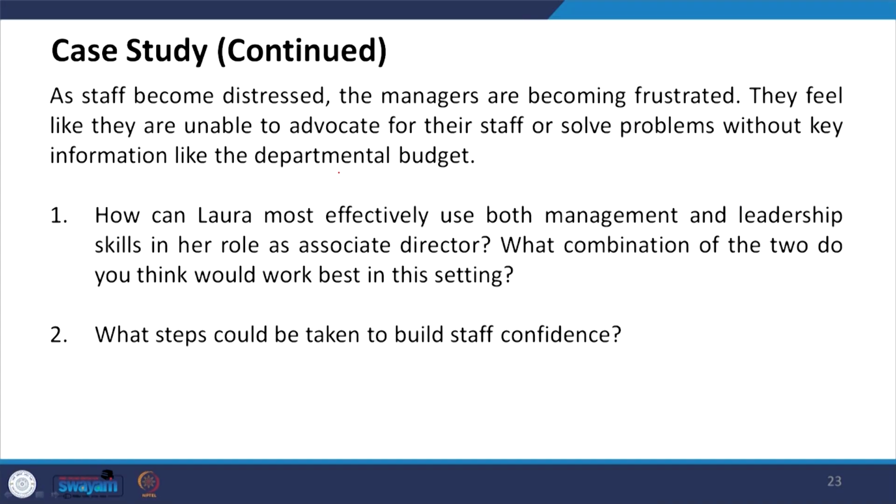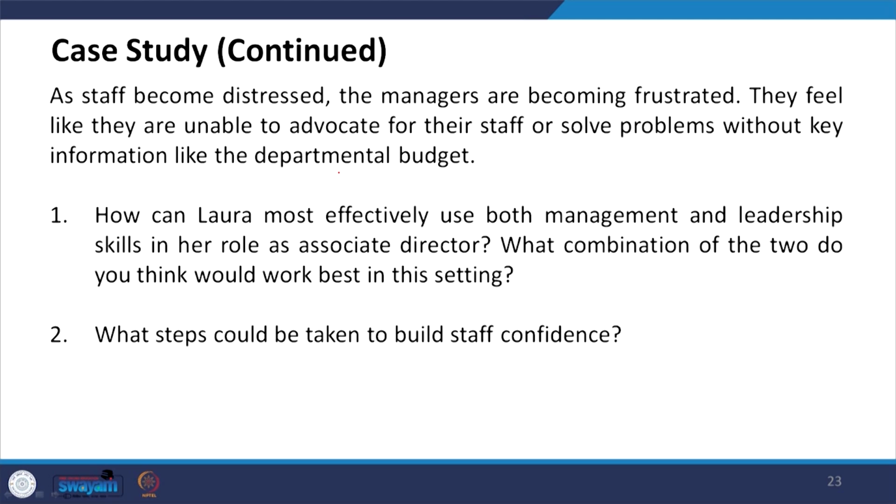Therefore, in that case, this was the same department where earlier the employees left the organization, and here also you will find that even the current staff are saying that they have given her the full information, while the employee is saying no, they are not able to find the solution. Now if this is so, how can Lara most effectively use both management and leadership skills in her role as associate director? And what combination of the two do you think would work best in this setting?